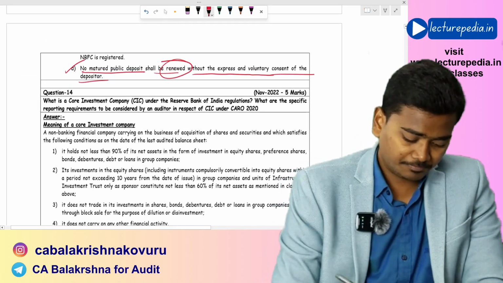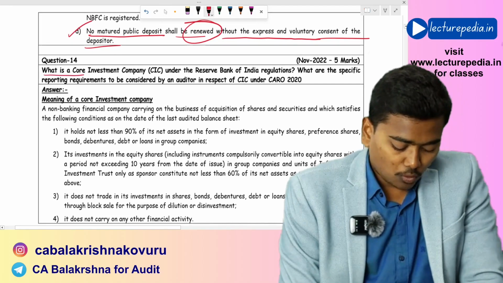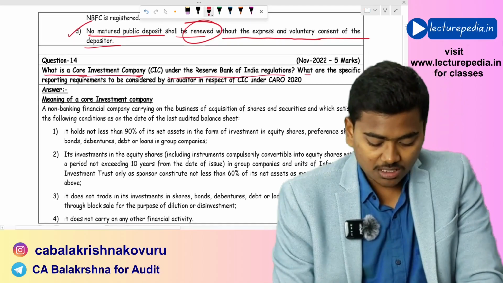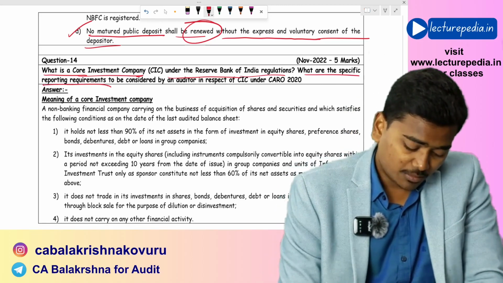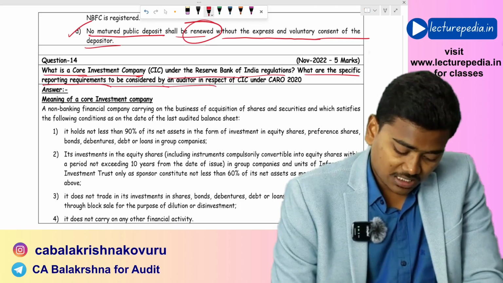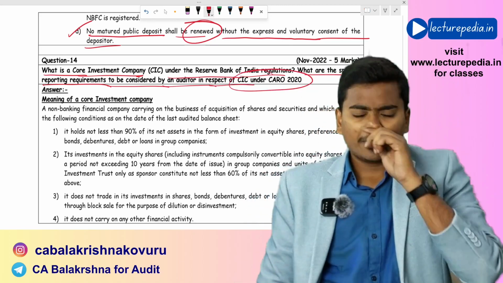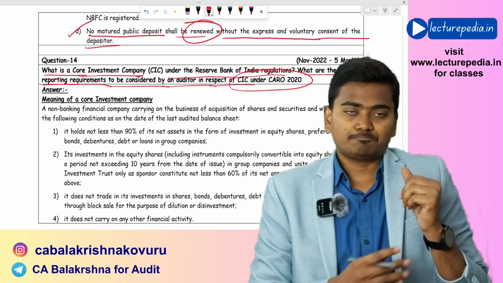Next, what is a core investment company under the Reserve Bank of India regulations? What are the specific reporting requirements to be considered by an auditor in respect of a core investment company? Basically, he is asking about what is a core investment company.